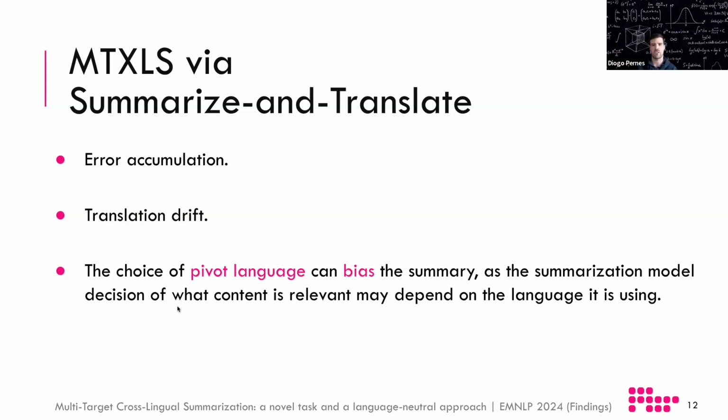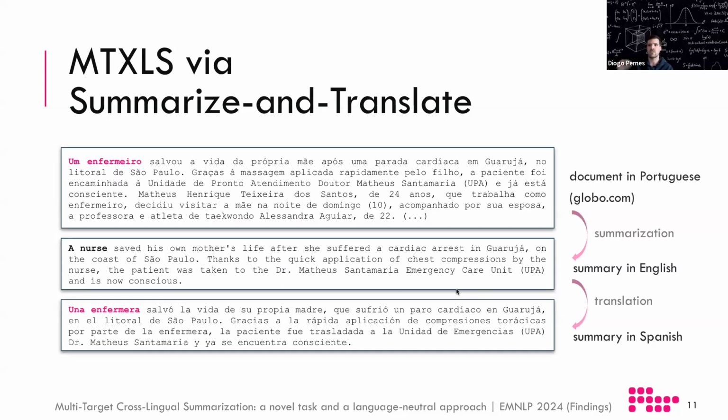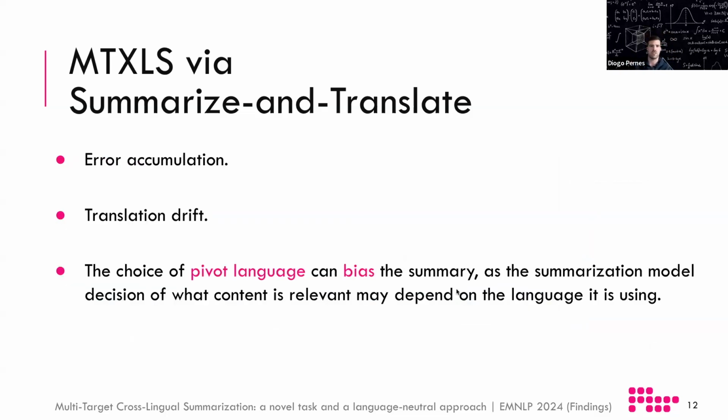And what is the pivot language here? So the pivot language is the first language in which you generate the summary. So in this case here, we decided to generate a summary in English, and then translate this summary in English to the remaining languages. So the English language in this case is the pivot, because it's the language that we choose for the first summary. And it can influence the content of the summary, because the summarization model will decide which content to include in the summary also based on the language that you have chosen.